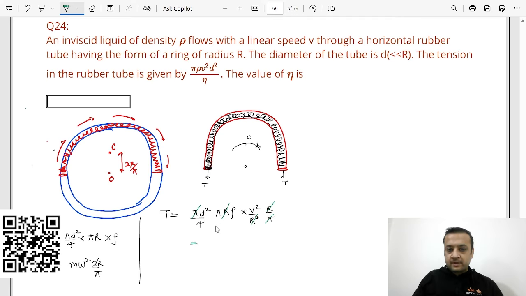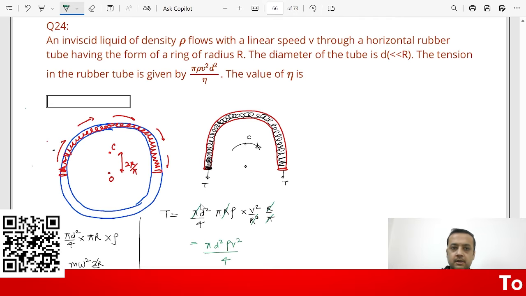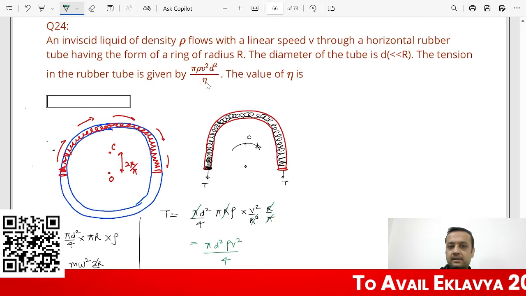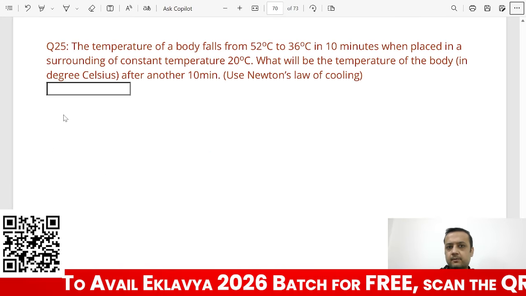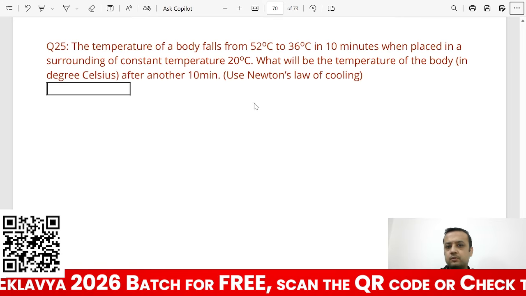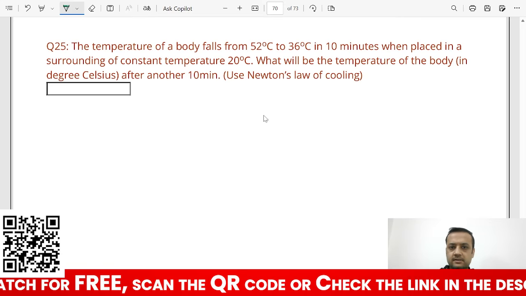So we have pi d square rho v square divided by 4. If you compare with the given expression, this eta is nothing but 4. So here basically there is a body whose temperature goes from 52 to 36. So let's say this is the body.